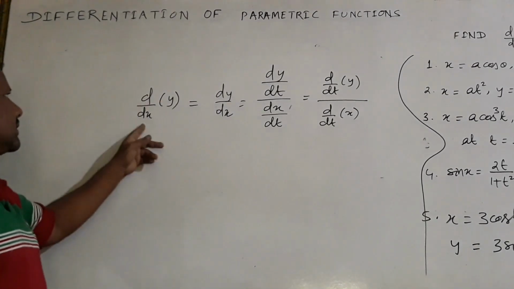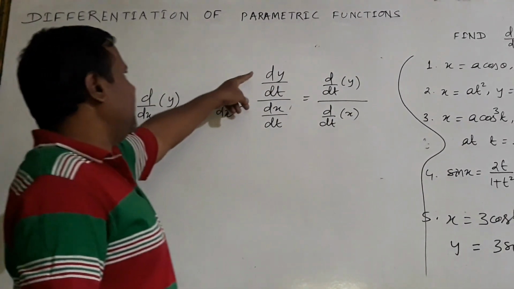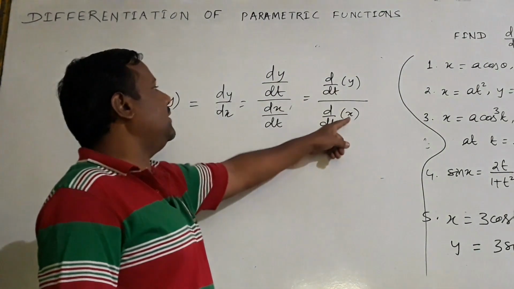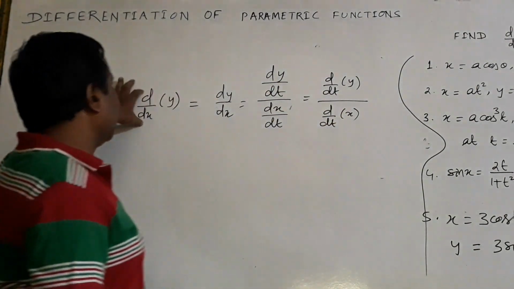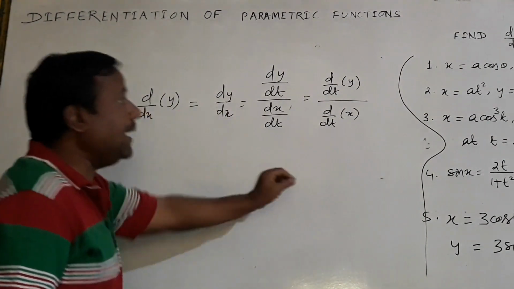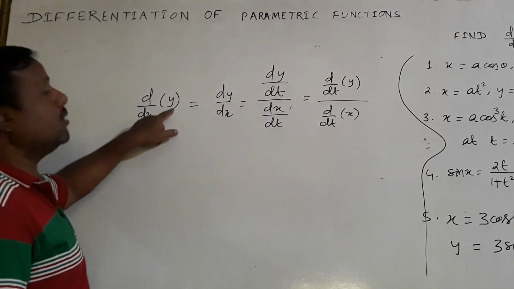dy/dx means d/dx of y, written as dy by dx. It is dy by dt, dx by dt; it is d/dt of y, d/dt of x. d/dx of y, don't think it is dy divided by dx. d/dx is an operation on y.